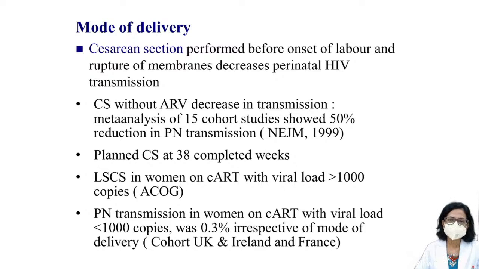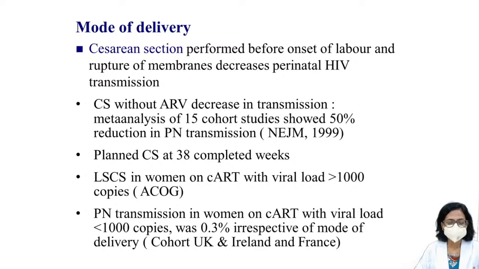Cesarean section should be performed before onset of labor, and rupture of membrane definitely reduces the perinatal risk even in women who are not receiving ART. And planning should be done at 38 completed weeks so that the chances of women going into labor are reduced. And it has been advocated by different academic societies that if the viral load is less than 1000, then she can be allowed vaginal delivery.